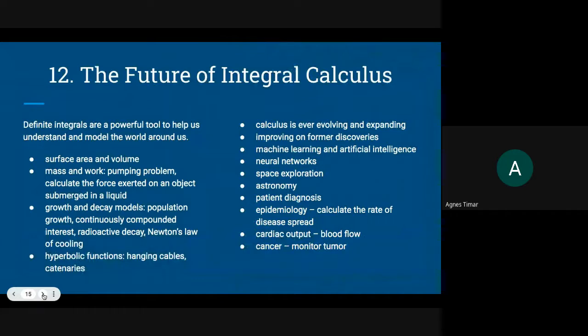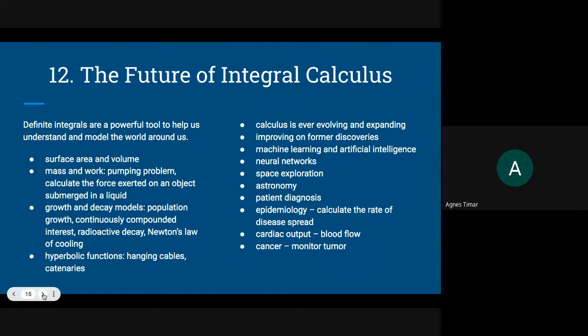Integral calculus has a great future. Integrals are a powerful tool to help us understand and model the world around us. I believe that the future of calculus lies in improving on former discoveries like surface area and volume, mass and work, growth and decay models, the hyperbolic function, hanging cables, catenaries, and so on, including engineering, architecture, and space exploration.